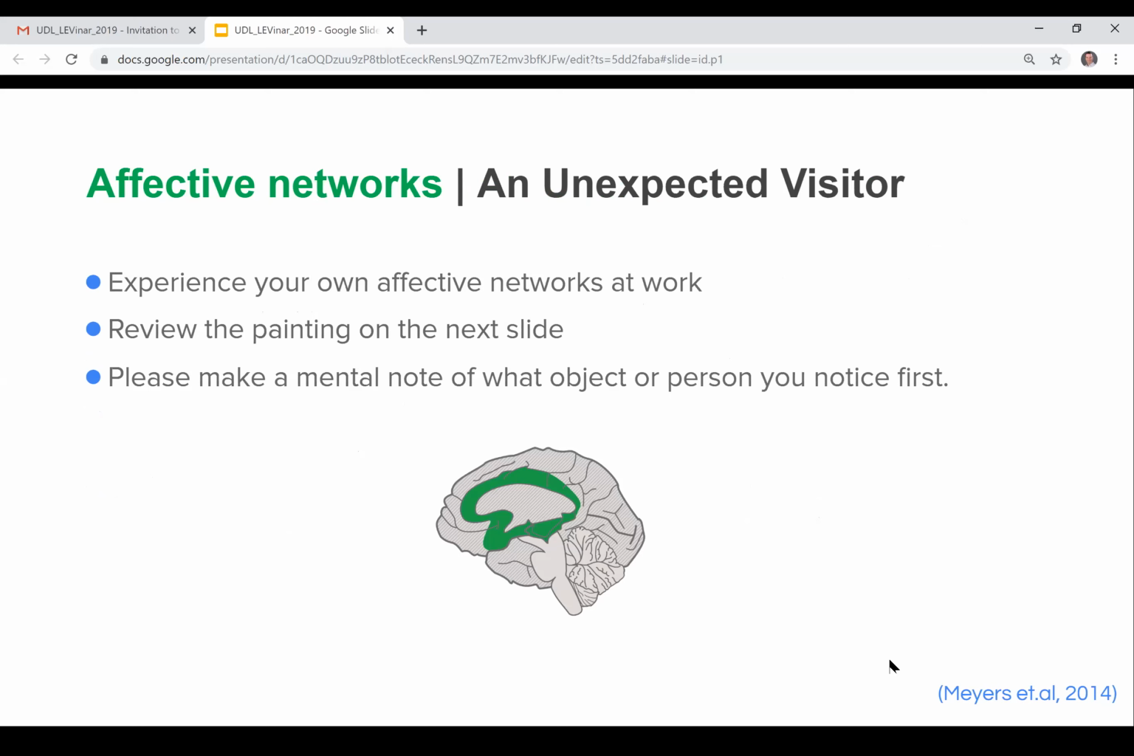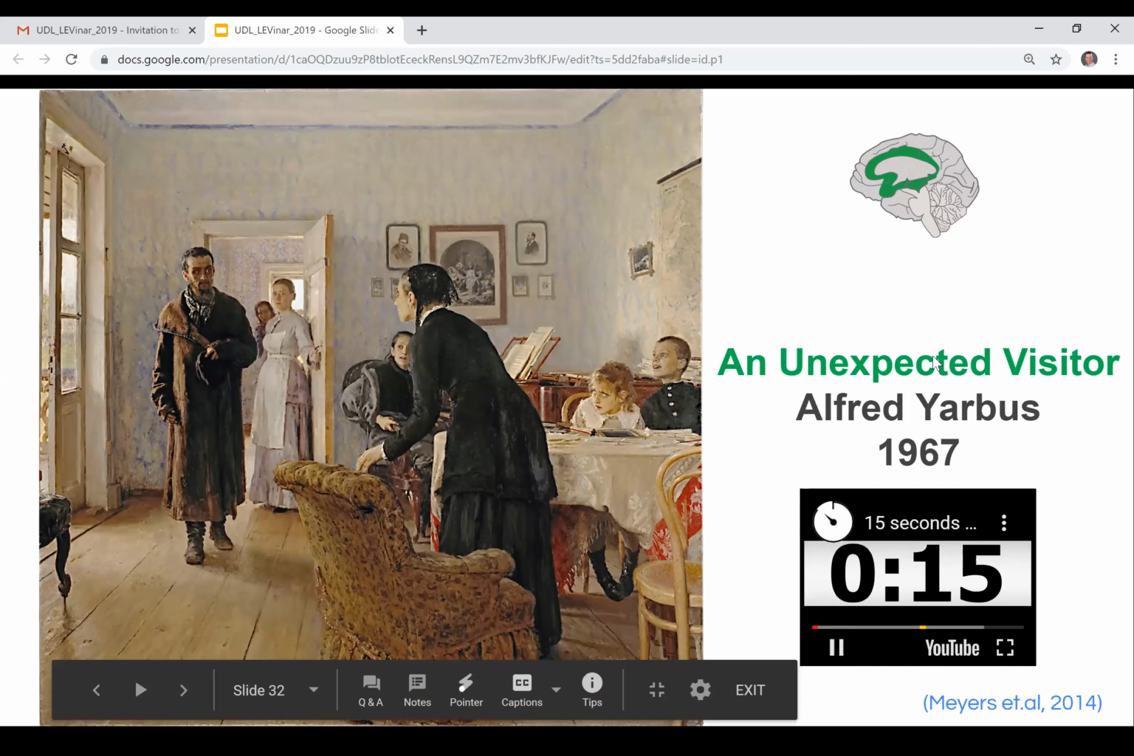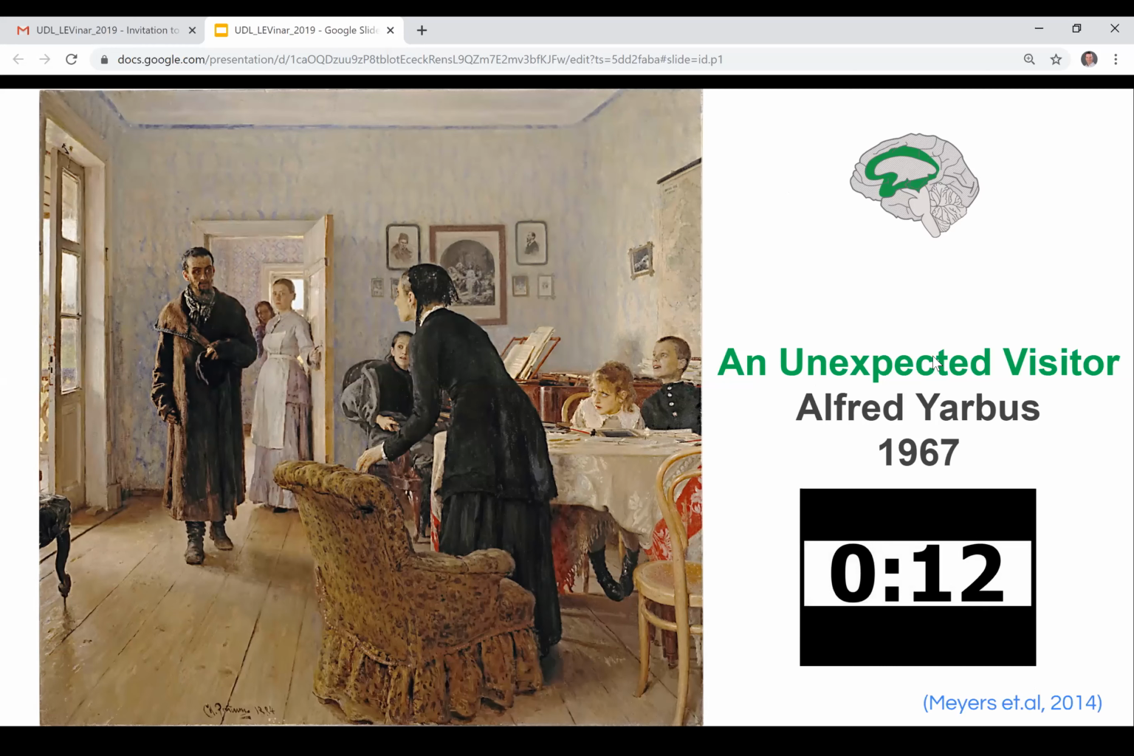Okay, so we're going to attempt to experience our own affective networks at work. On the next slide, I'm going to ask you to review a painting. Once you see the painting, make a mental note of what object or person you notice first. I will set a little timer so you know how long you have to view. So make a mental note of the object or person you notice first. Can you click the timer? Sure.